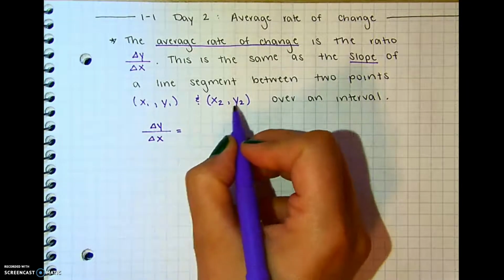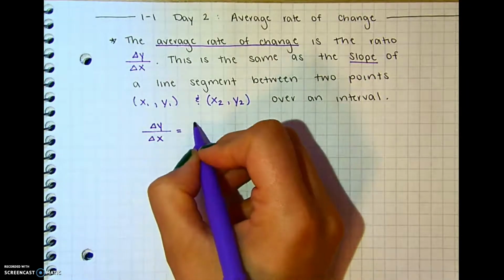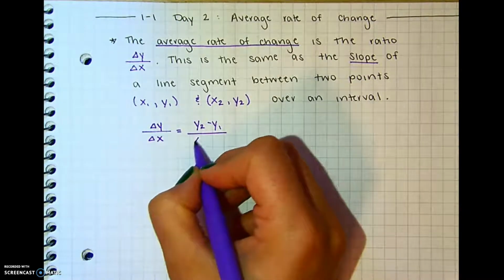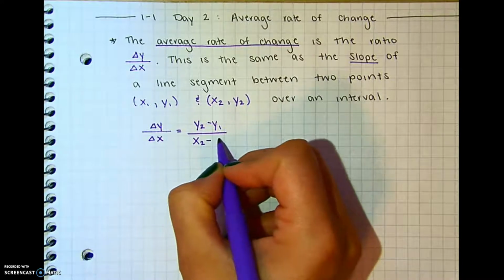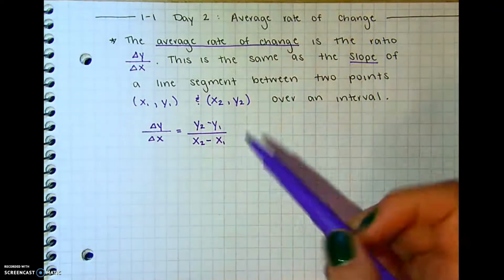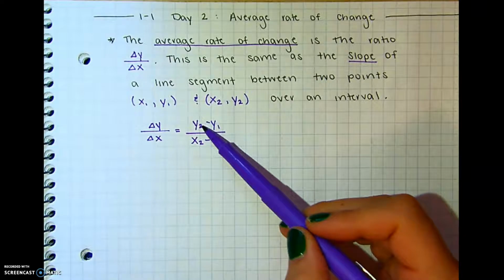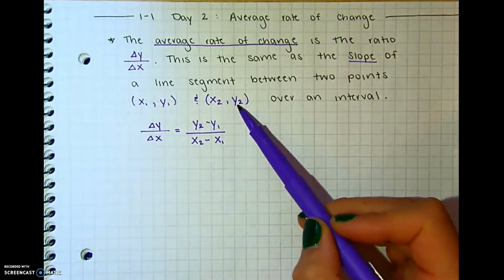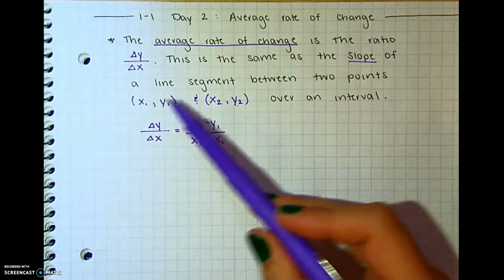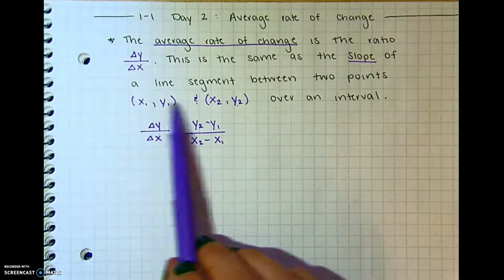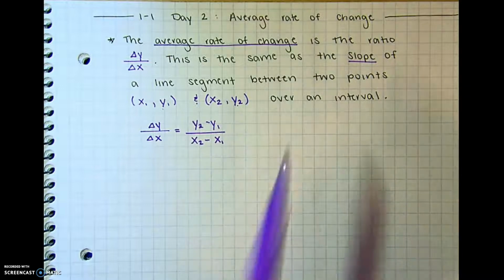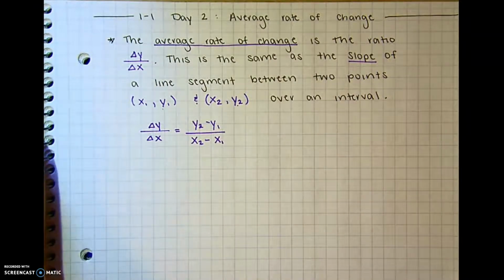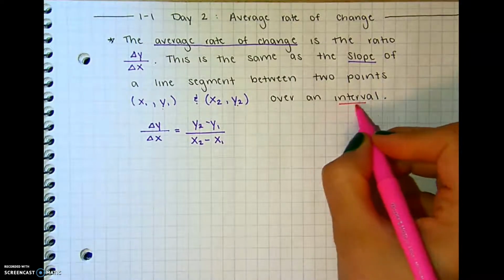Hopefully you remember the formula. It's going to be y2 minus y1 divided by x2 minus x1. It's important that the y2 and x2 line up and the y1 and x1. So you can do y2 minus y1 over x2 minus x1, or you could do y1 minus y2 over x1 minus x2. Okay, the interval is going to be important.